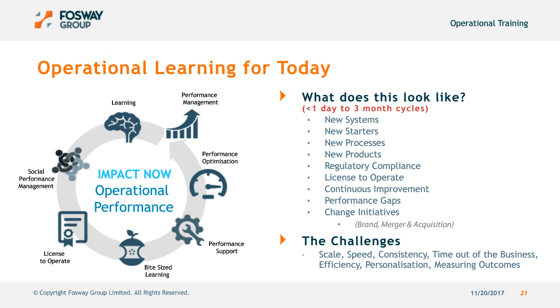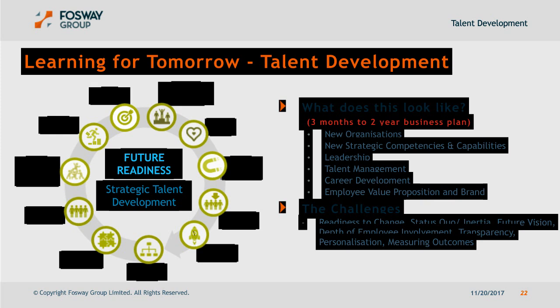Now, Learning Tomorrow, this talent development cycle, as I said, is like a 2-year business plan. It's about shaping new organizations, new leadership, talent management, career development. And if you only ever focus on today in your operational sense, you won't be ready for tomorrow. These are the sorts of things that catch you out as an organization. I'm sure we're well aware of organizations like Blockbuster Video. It used to be big when I was a younger man. They're not on the high street anymore because people weren't thinking about where they were going tomorrow and what business they needed to be.